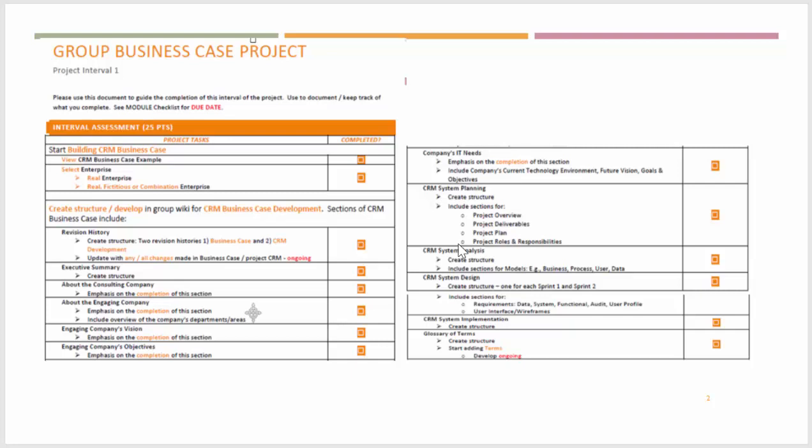All of the deliverables you are being asked to complete are described in detail in a video that's linked also on the group project page called The Business Case. Use this as a guide when you're working on your project. So what's in Project Interval 1?